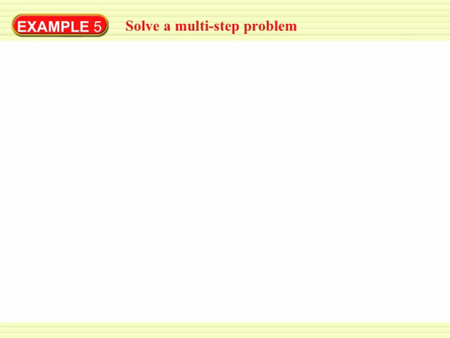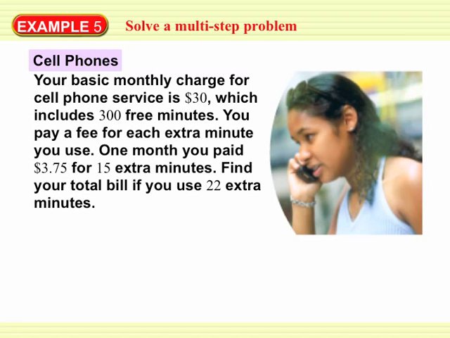Here's an example that pulls together some of the things we've looked at. This example has to do with cell phones. Your basic monthly charge for cell phone service is $30. You pay that $30 whether you talk or not. And the first 300 minutes of your talk are free. They're included in that $30 fee. Then you pay a fee for each extra minute that you use. In one particular month, you paid $3.75 for 15 extra minutes. The question is, if in the next month you use 22 extra minutes, what will your total bill be?